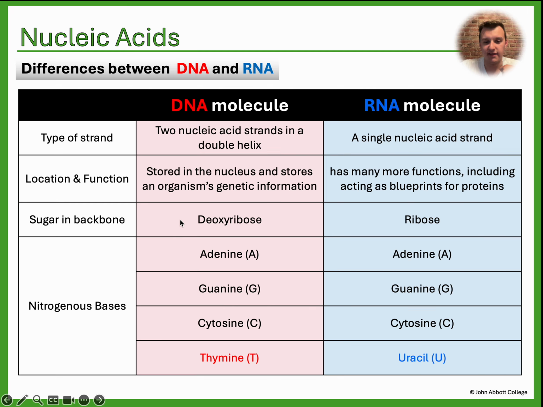The sugar in the backbone is called deoxyribose, whereas in RNA it's called ribose. And the nitrogenous bases in DNA are adenine, guanine, cytosine, and thymine, AGCT, right? In RNA, it is adenine, guanine, cytosine, but in this case, it's uracil for the RNA molecule.